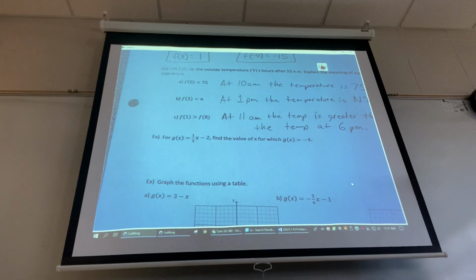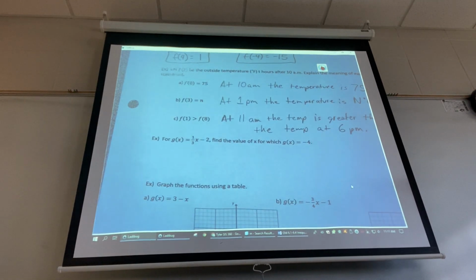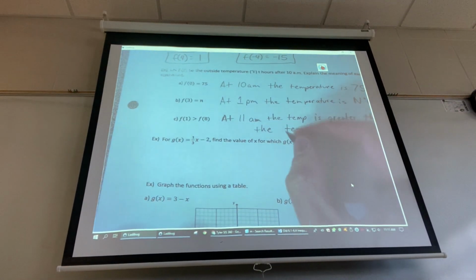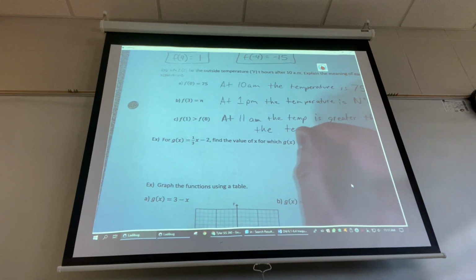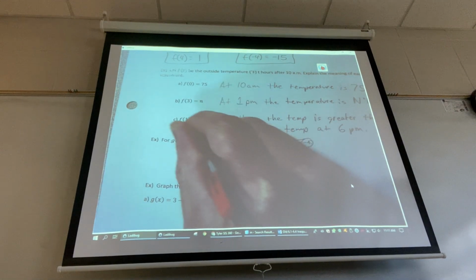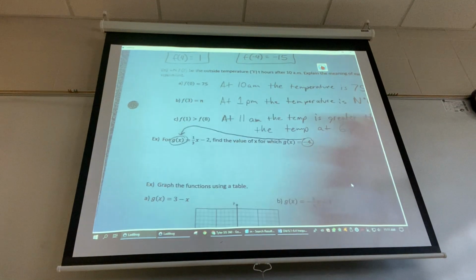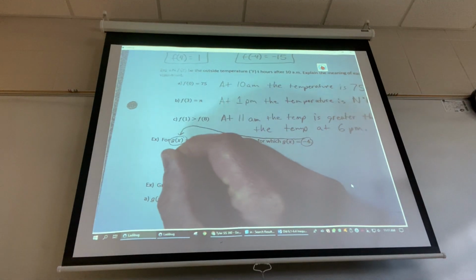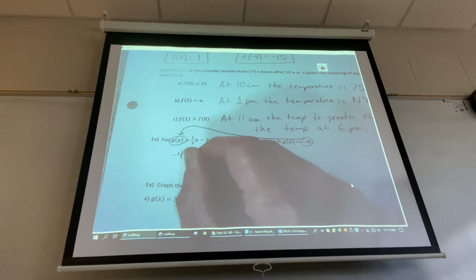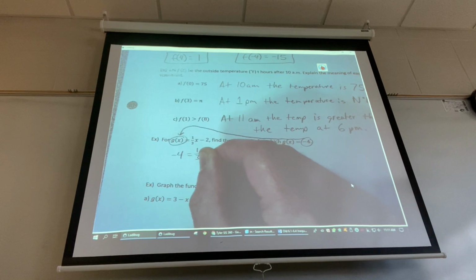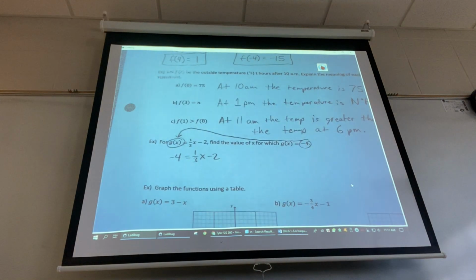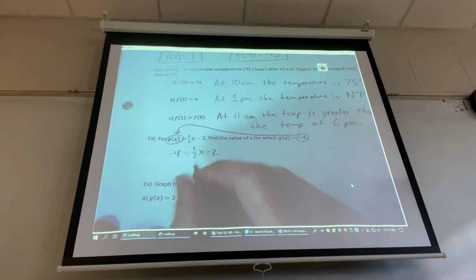And don't forget, the g's gone because we're just gonna take this -4 and put it in place of this whole thing. Well, they told us it's a function, but now they're asking us to find the value of x. Now, how are we gonna find the value of x? Solve it. Add negative.